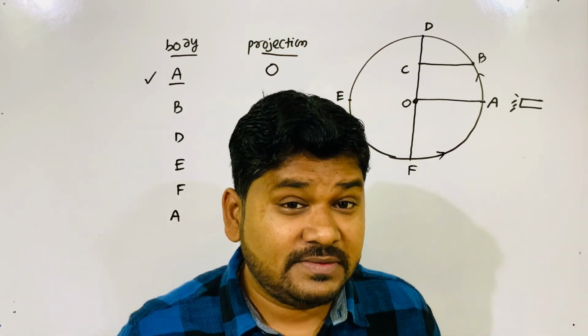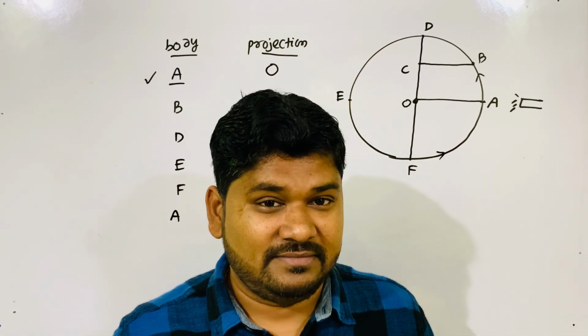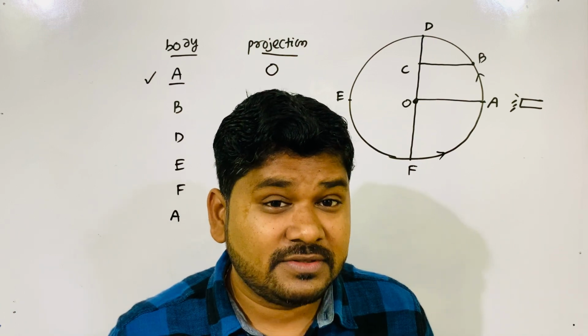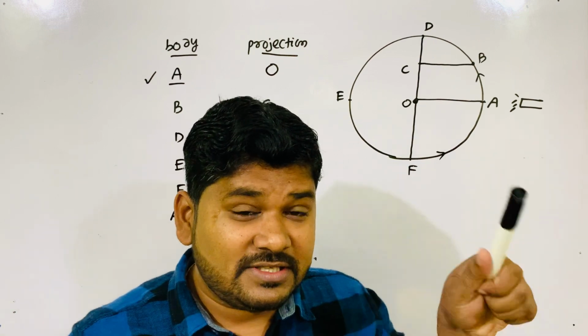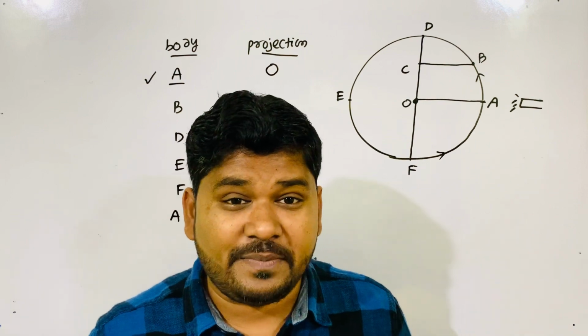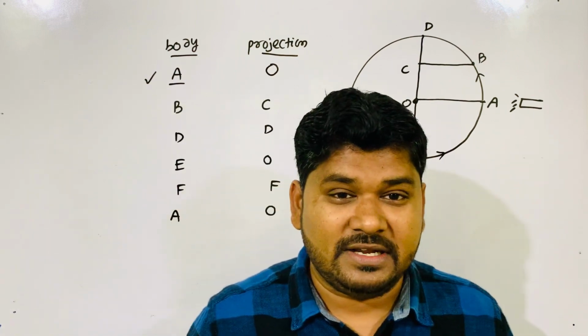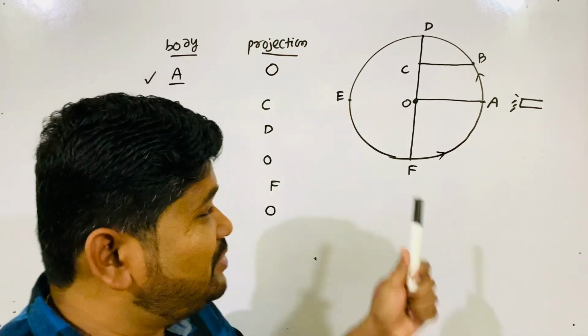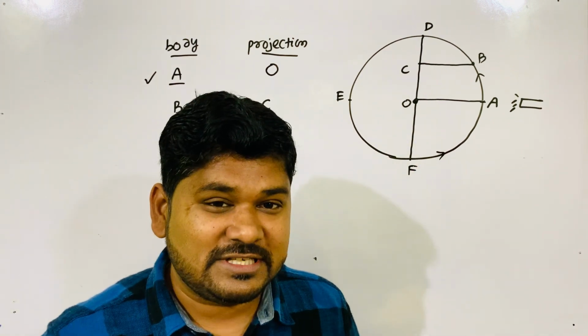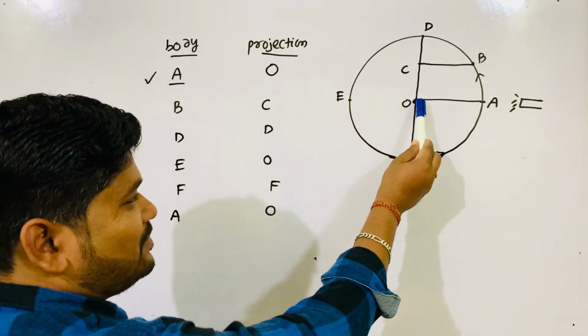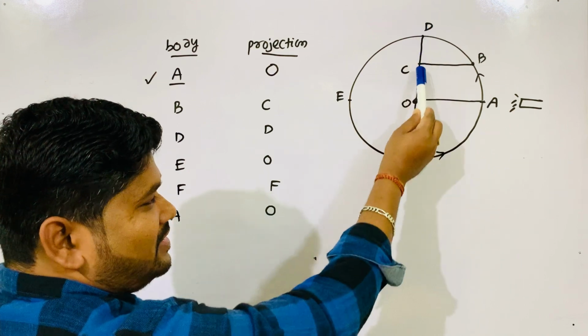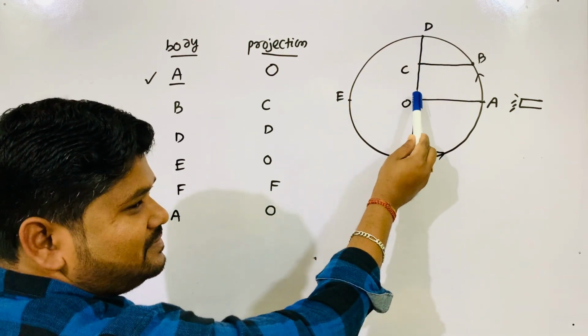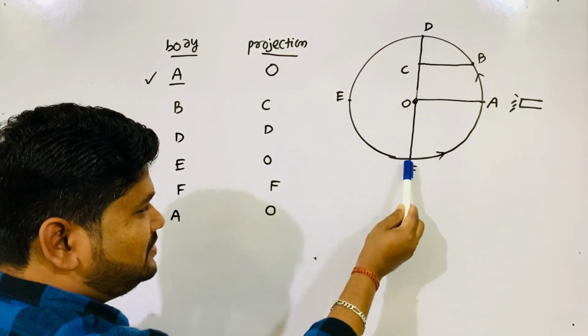Projection moves on the diameter, but the body moves on the circumference. Body moves on the circular path, but projection moves on the diameter. Have you marked the motion of the projection? Again you see, the projection is going up, down, up, up, down, up.